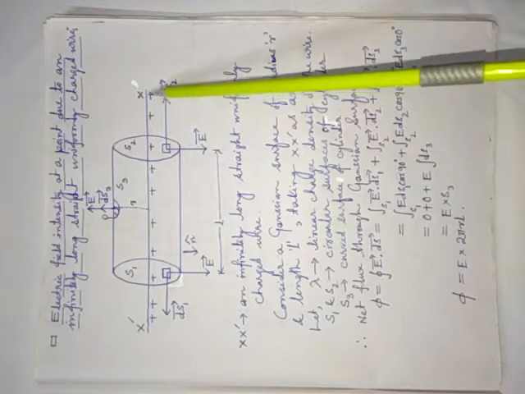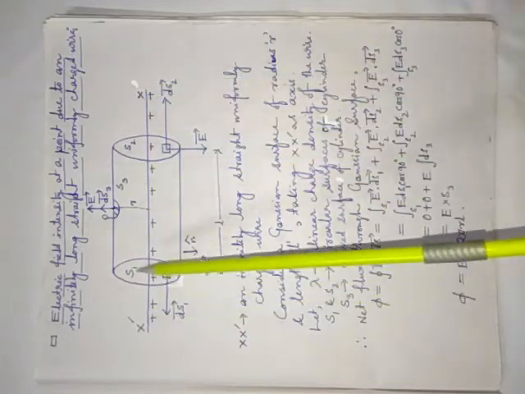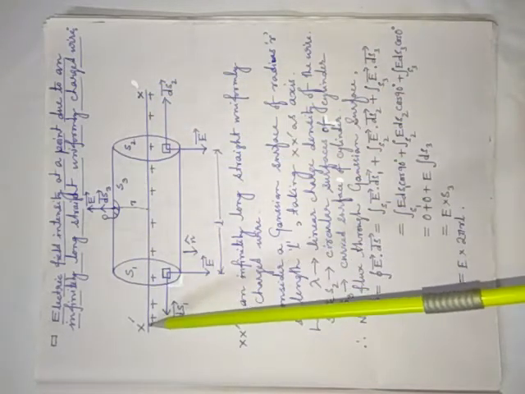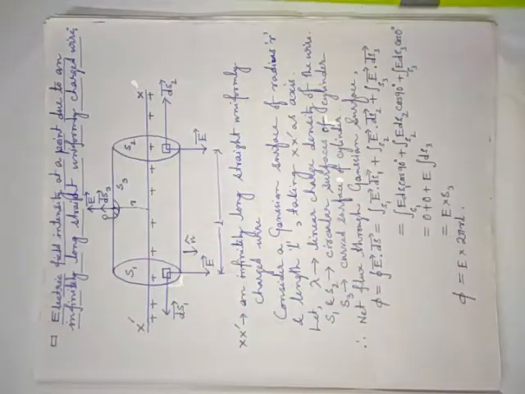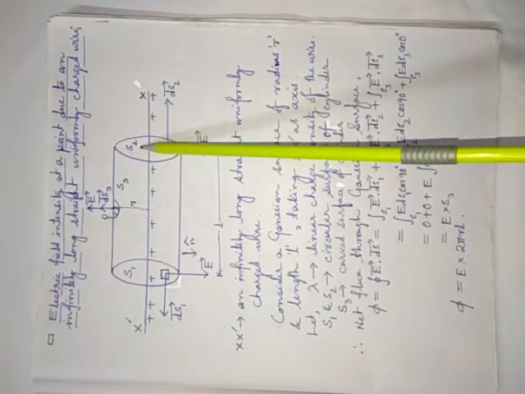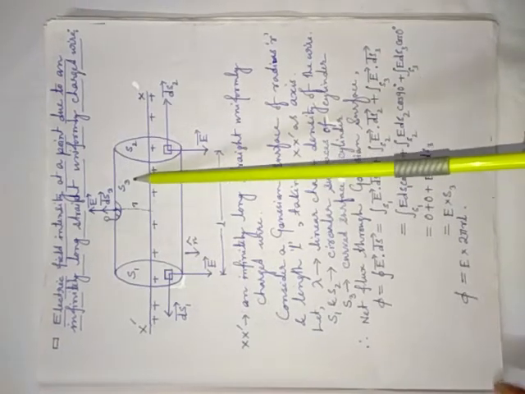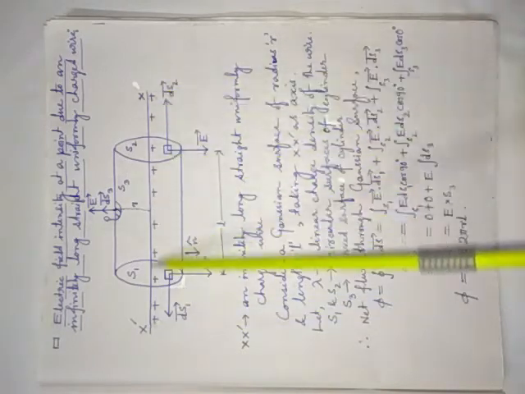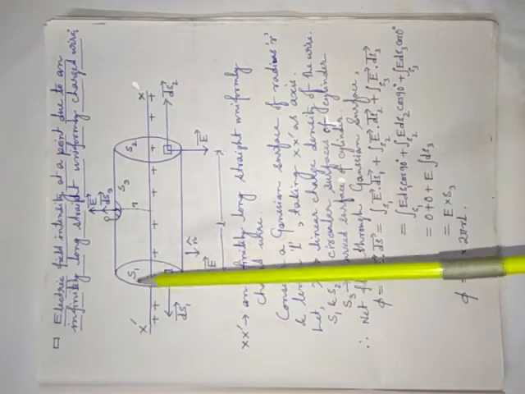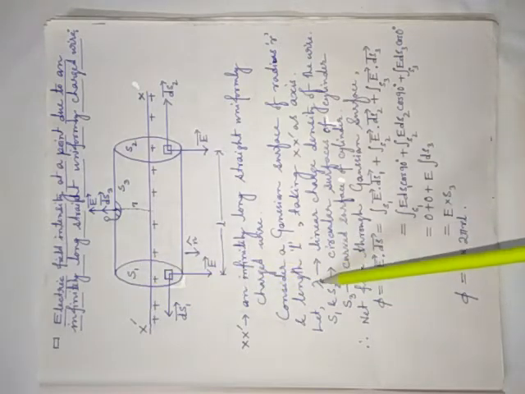That means we have considered only a part of X dash, the infinitely long charged wire. Now this cylinder has three parts. See here, S1 is a circular part, S2 is also a circular part, and S3 is a curved surface. Now suppose X dash, which is uniformly charged, has linear charge density lambda. I have written it here.